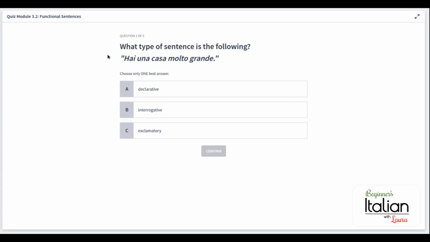Number 1, what type of sentence is the following? Hai una casa molto grande. Choose only one best answer. A, declarative, B, interrogative, or C, exclamatory.